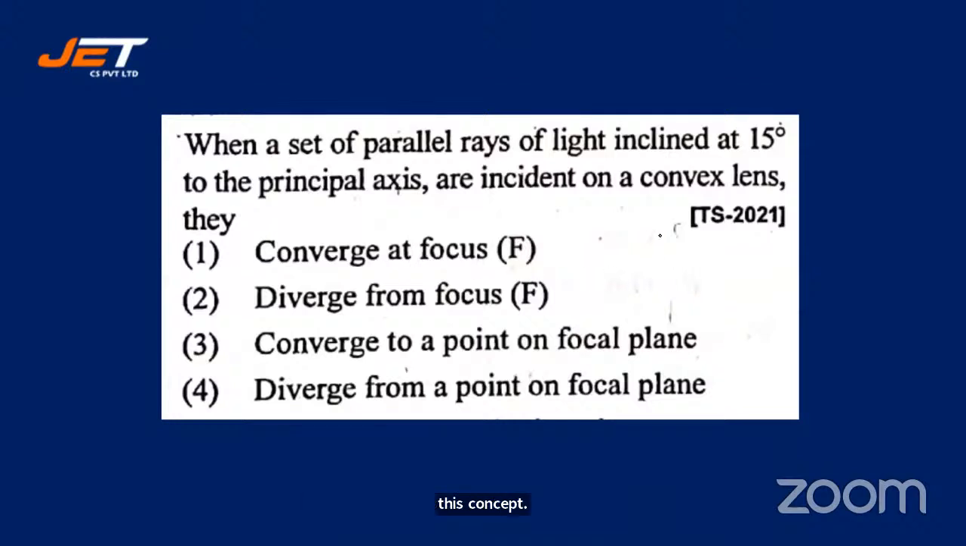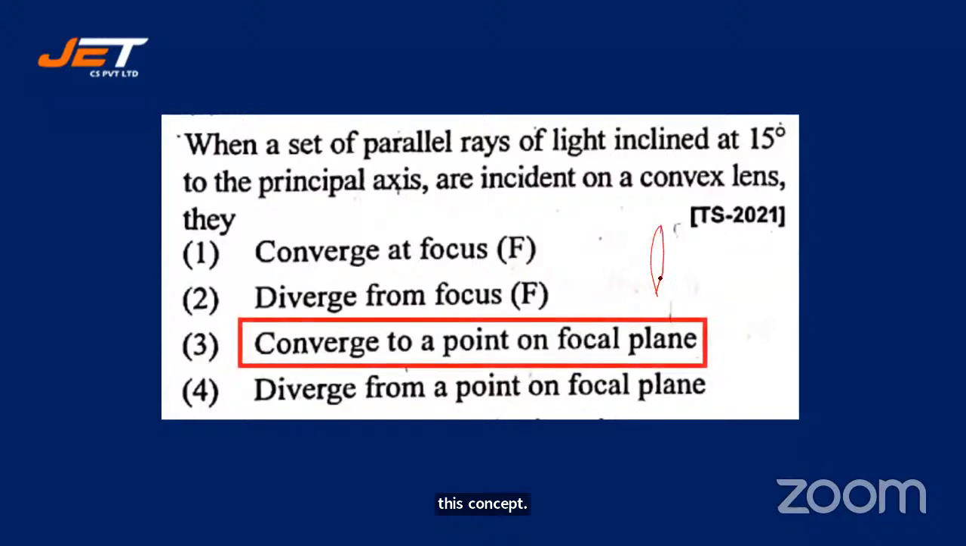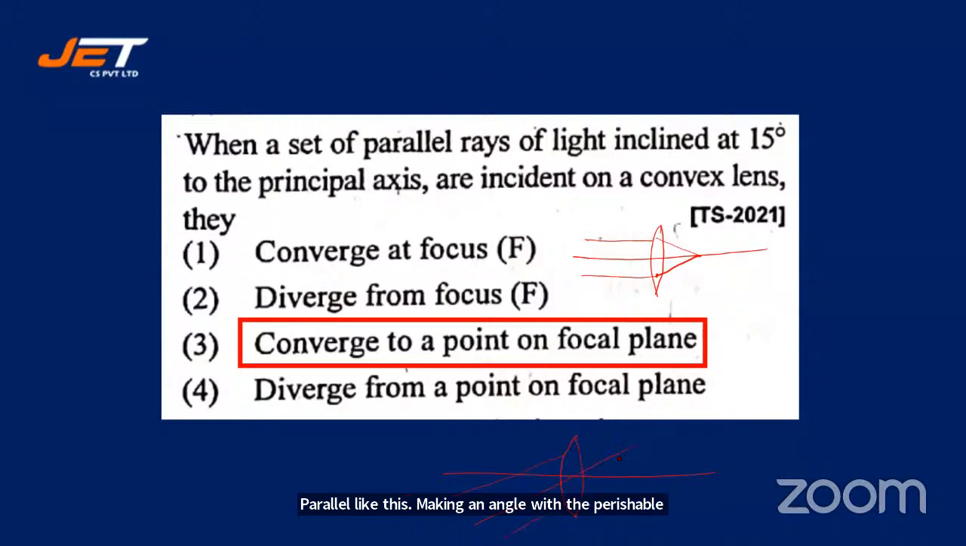Look, the lens is like this. If rays come parallel like this, they converge on the focus. This is clear. But when the rays come parallel like this, making an angle with the principal axis, and if this is the focal plane, the image is formed here.